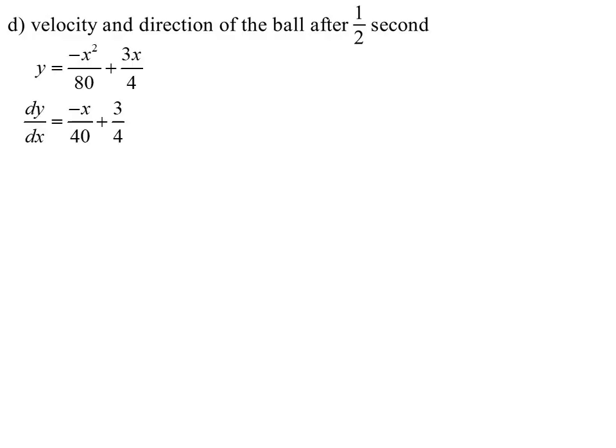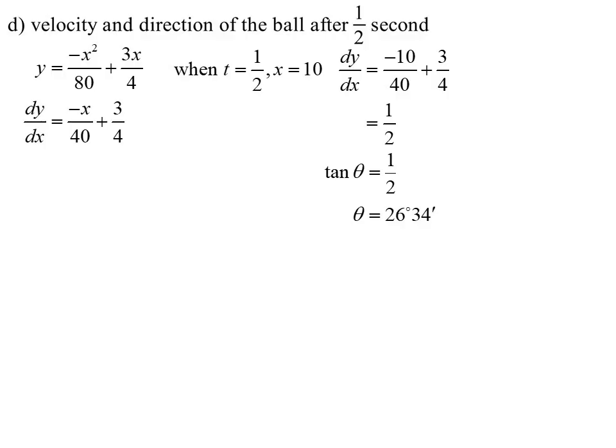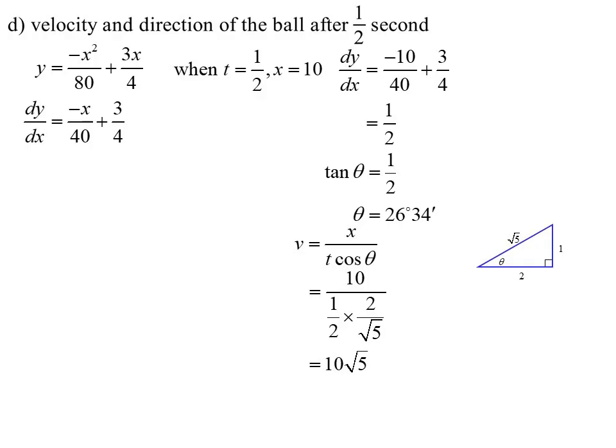Velocity and direction after half a second. Okay, there's the equation. I want to find the slope of the tangent, so I'll differentiate it. T equals a half, but I need to know the x value, so I'll substitute into the x equation, and we get x is 10. So from that, I've got that the derivative is a half, the tan theta is a half, there's that angle we came up with, 26 degrees, 34. The actual velocity, I can go back to the parametric, I guess, v equals x on t cos theta, and substitute in that. So create our triangle, because we know tan theta is a half, sub all that in, and we've got 10 root 5.